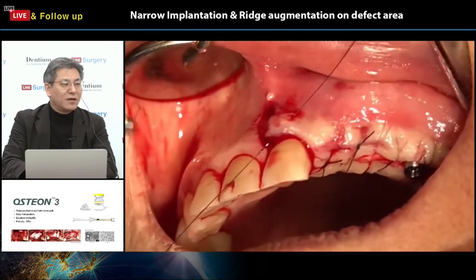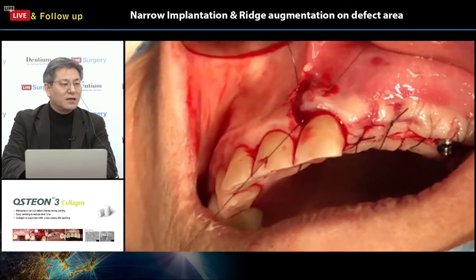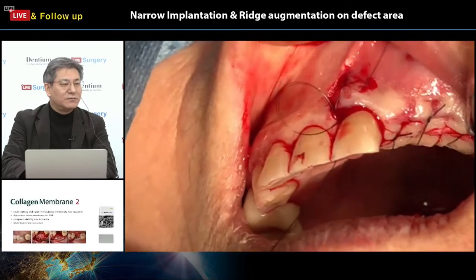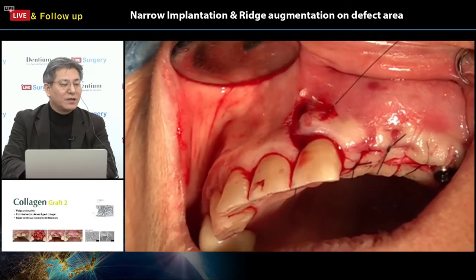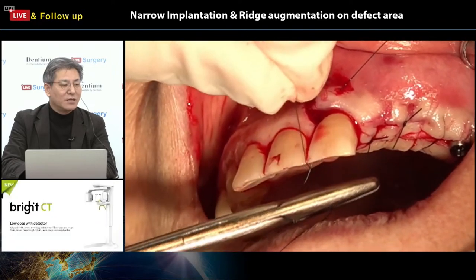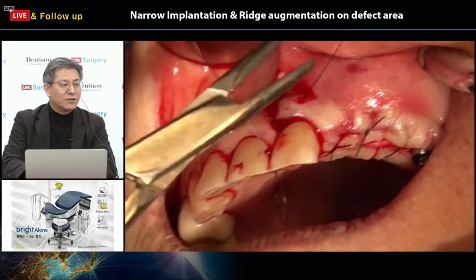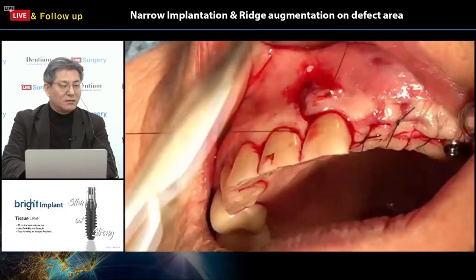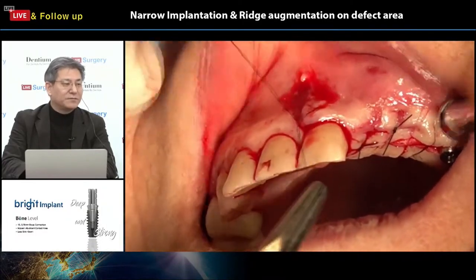Okay, he is making the suture at the vertical incision site. So he wants to make a flap closure using this suture technique on the line angle position, already done with the vertical suture on the vertical incision area.